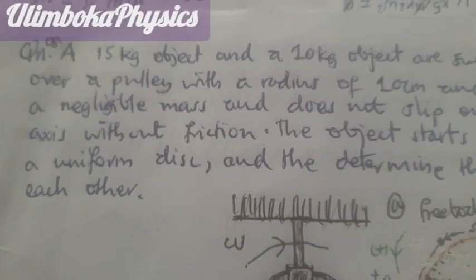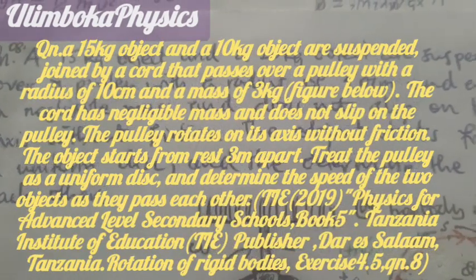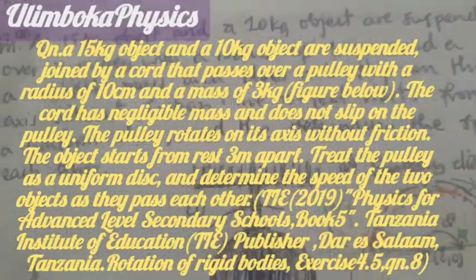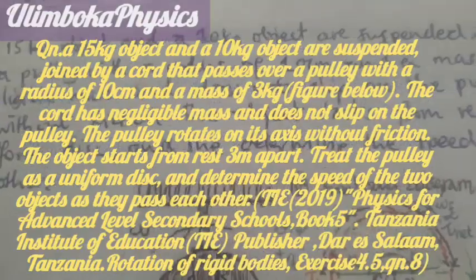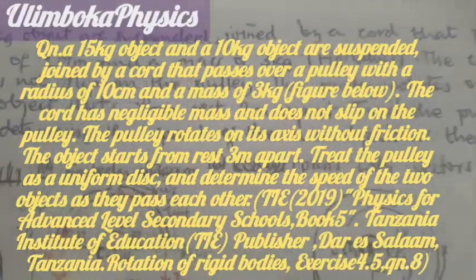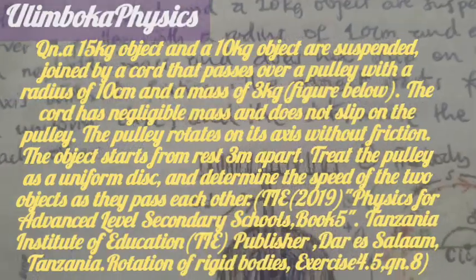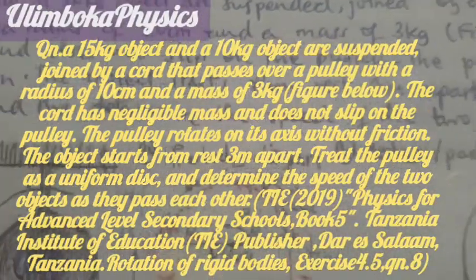We have a question below, question number 8, which states that a 15 kilogram object and a 10 kilogram object are suspended, joined by a cord that passes over a pulley with a radius of 10 centimeters and a mass of 3 kilograms, as shown in the figure below. The cord has negligible mass and does not slip on the pulley.